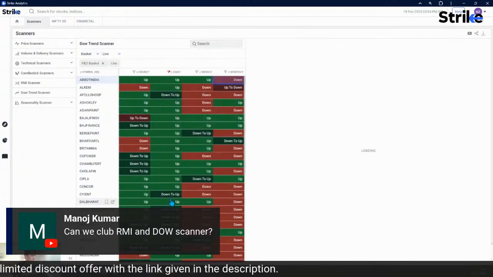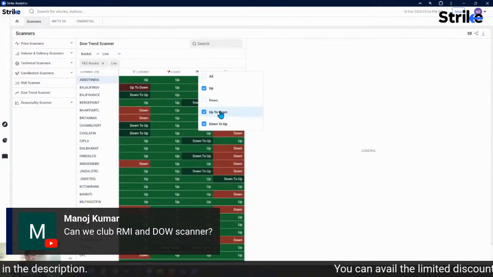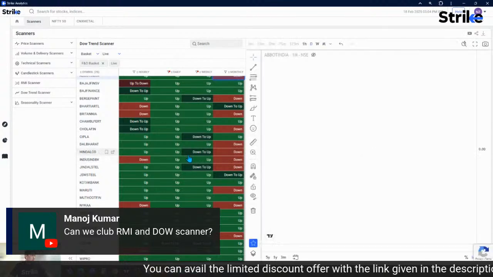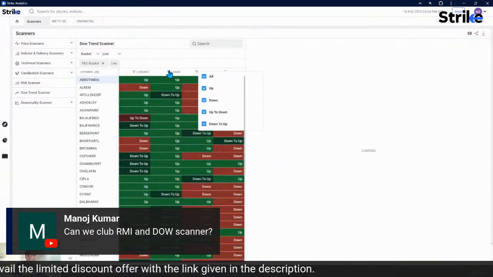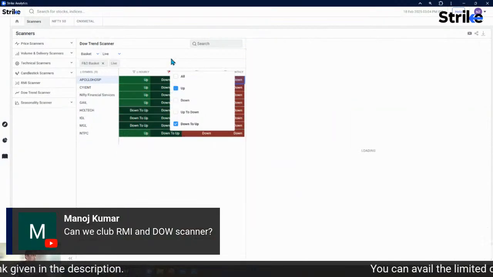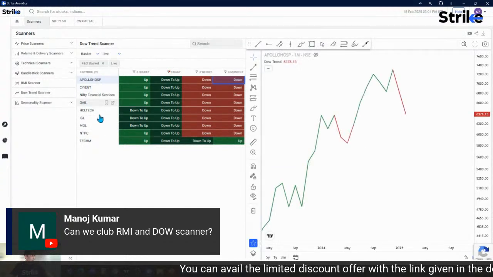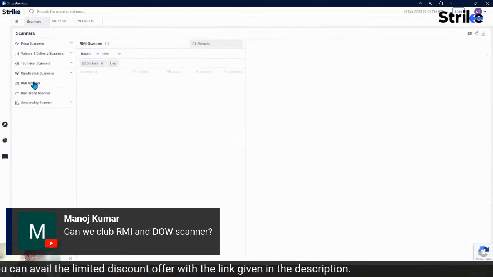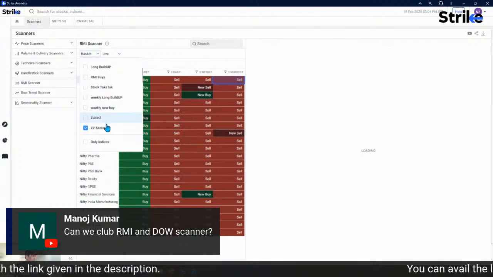That is up, or up to down. And even on the weekly chart, I want all the stocks which are in green. If you are getting too many stocks, you can decide, I don't want even up, I want all those stocks which are just changing trends. So you got a list of them. You make a watch list of this. Once you make a watch list of these nine stocks, come to RMI, and in RMI you select that watch list.